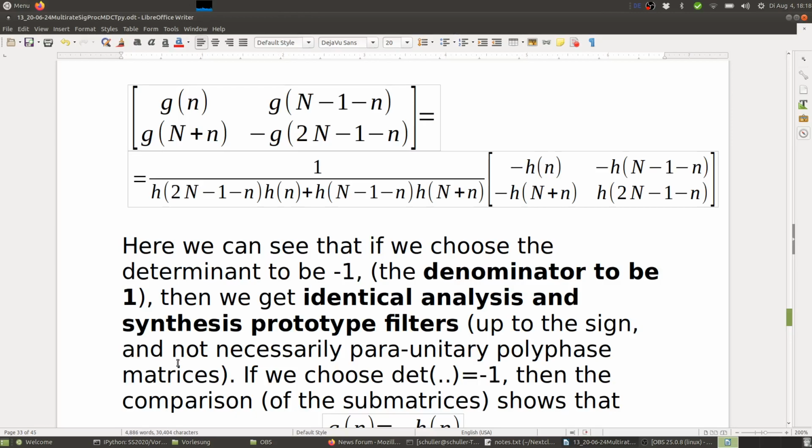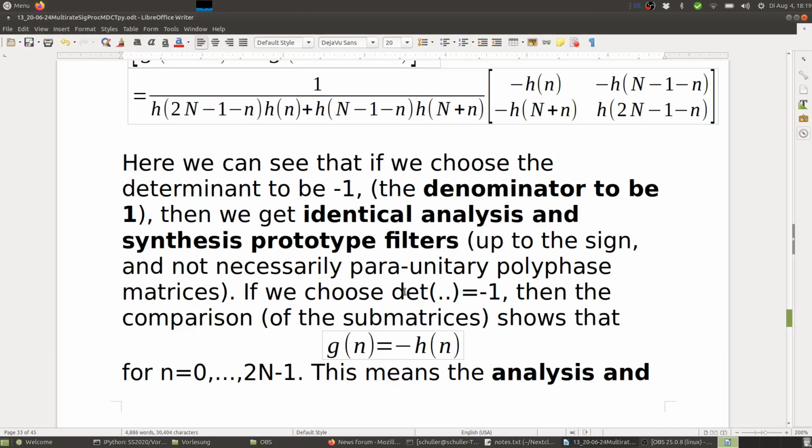And not necessarily para-unitary polyphase matrices, which we will see. So here, just this trick of choosing this denominator to be 1 gives us an easy solution. But then again, this also means a condition on the shape of this prototype filter.